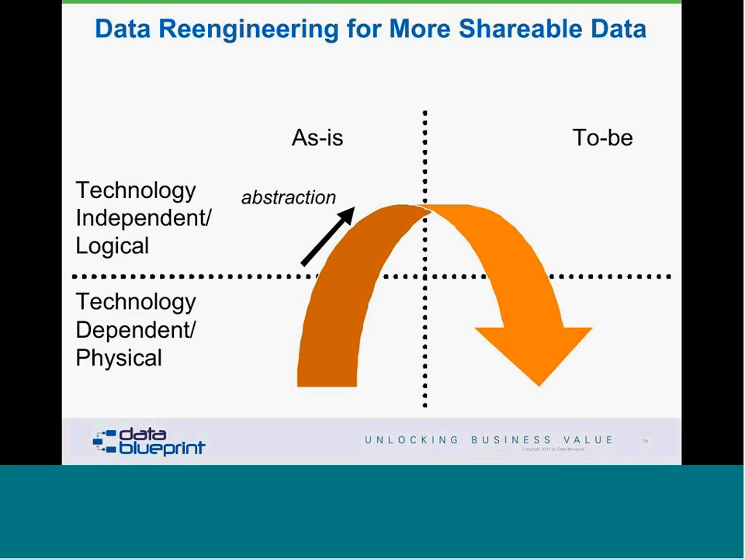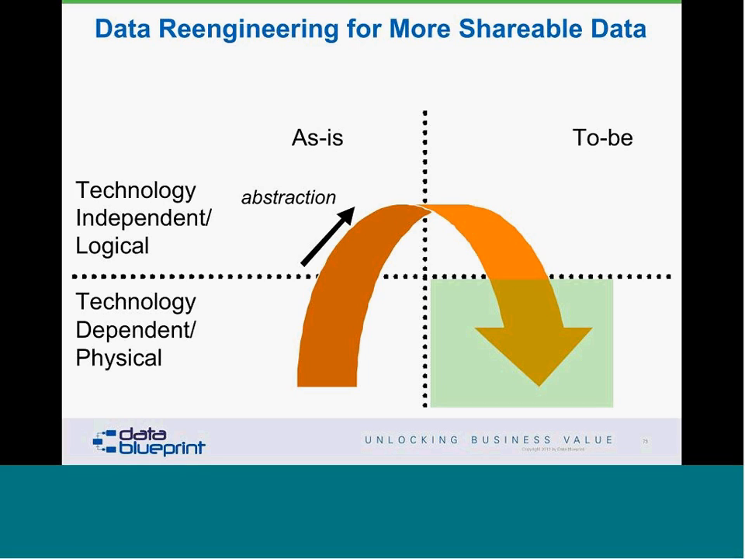In order to re-engineer this, we need to abstract our data up to a level that is independent of technology. A logical representation. Then move it to our to-be. So the idea is we start off with our technology-dependent physical as-is model, and we move it up to a logical representation by taking out everything that says, for example, Oracle or DB2 or Informix or Teradata, or whatever the platform is that you're using. Then and only then can we move to our to-be, our more shareable state, and finally move it into the cloud. That is a bit of architecture work that doesn't actually move any data.